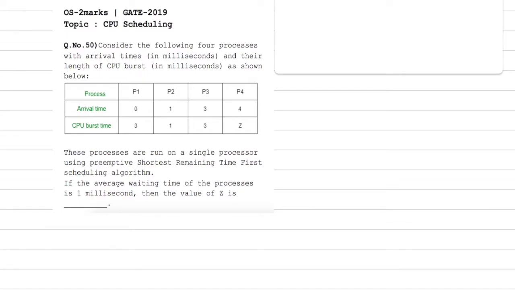So in this question, we are going to see an operating system 2 marks question, which is from GATE 2019 and it's based on the topic of CPU scheduling. So let's see what the question is. Consider the following 4 processes with the arrival times and their length of CPU burst as shown below.